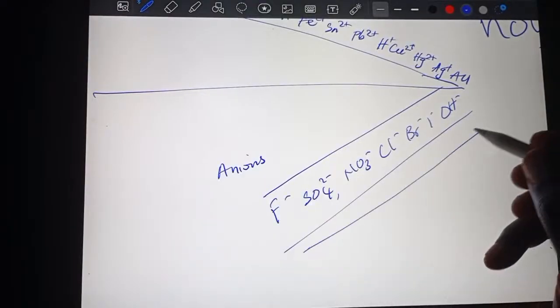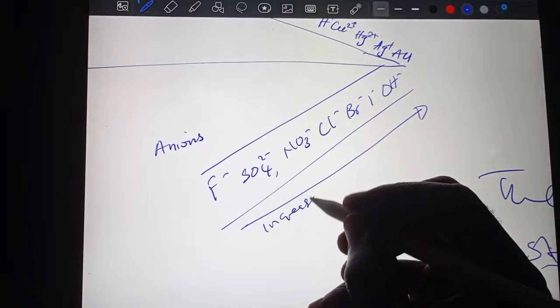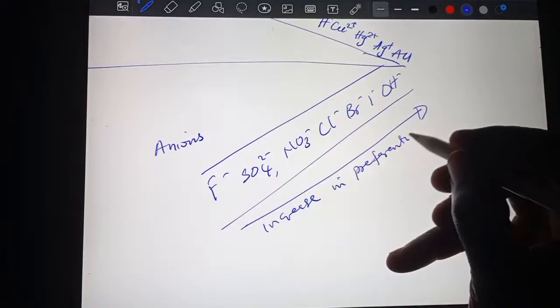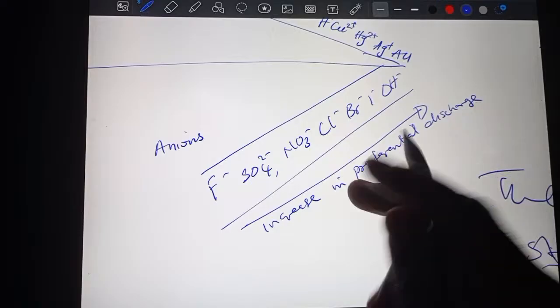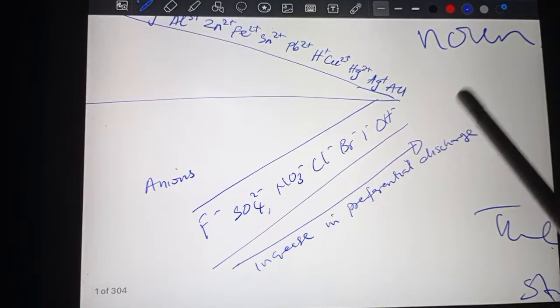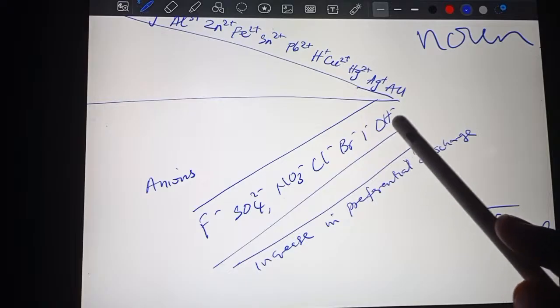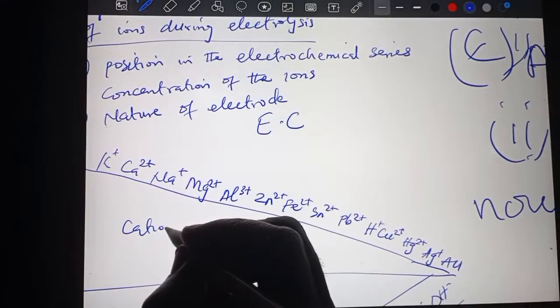Remember, this arrow means increase in preferential discharge. Meaning that if we have bromide ion and hydroxide ion, the hydroxide ion will be discharged. The same thing is applicable for the cation side.